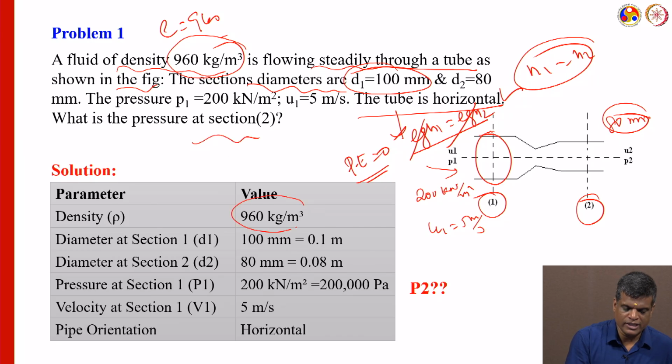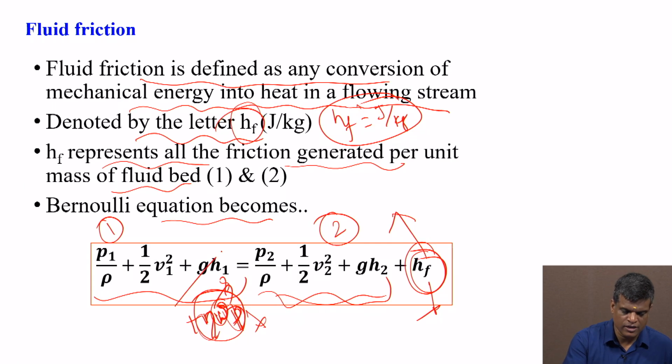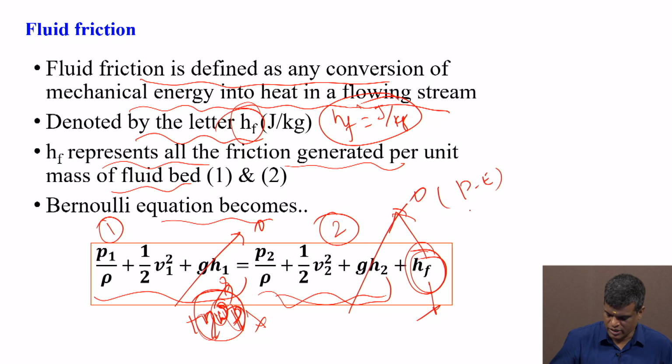So, values are given: 960, the diameter of section 1 is 0.1 meter, the diameter of section 2 is 0.08 meter, pressure is there, and velocity is also available. They gave only the first point, 5 meter per second, not the second one. The pipe orientation is horizontal, that means automatically the potential energy is 0, because both H1 and H2 are same. So the values are same, g is also same, and they get cancelled.